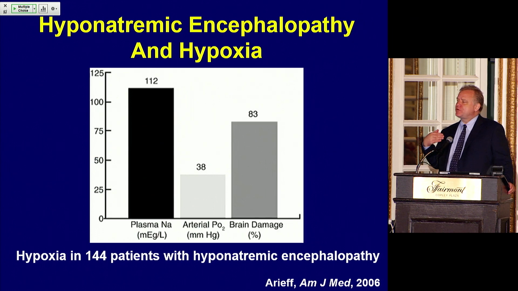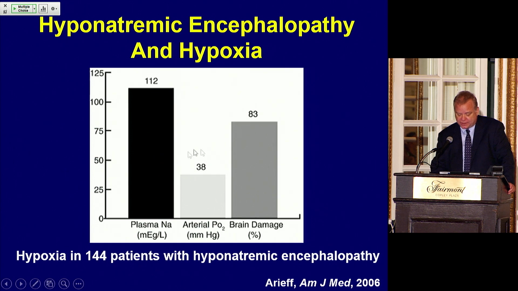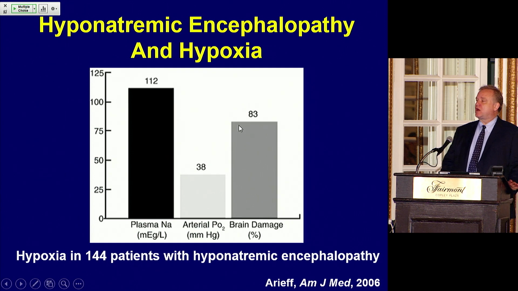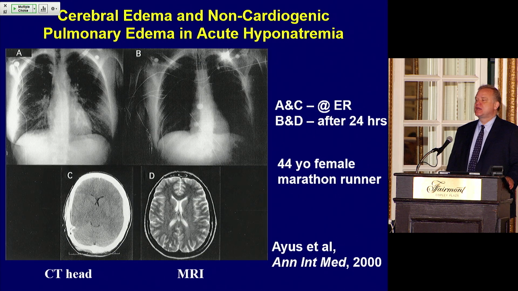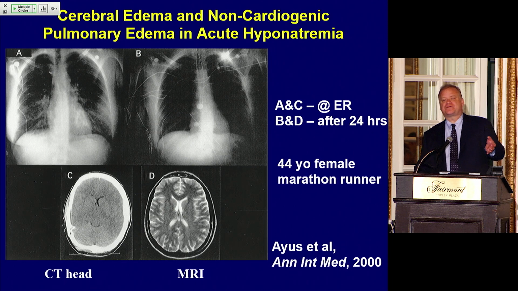An important issue, though, is that patients can come in with acute hyponatremic encephalopathy. A large fraction of them have very low oxygenation, and that seems to amplify the brain damage. So the more hypoxic you are, the more you get brain damage from acute hyponatremic encephalopathy. And there are two forms of respiratory failure. One is they're obtunded, so they develop a hypercarbic respiratory failure.